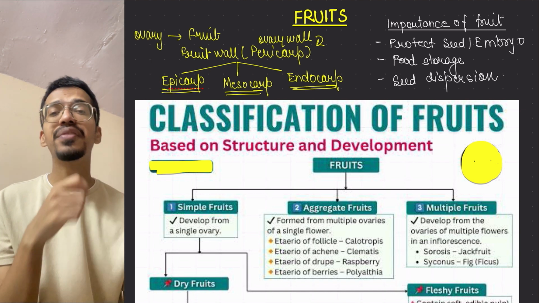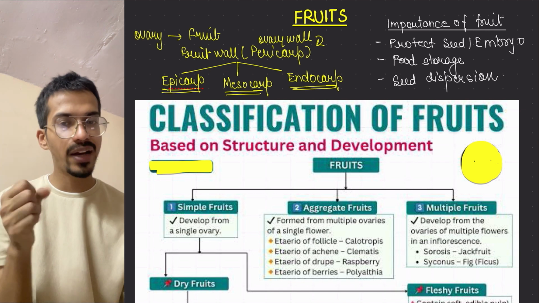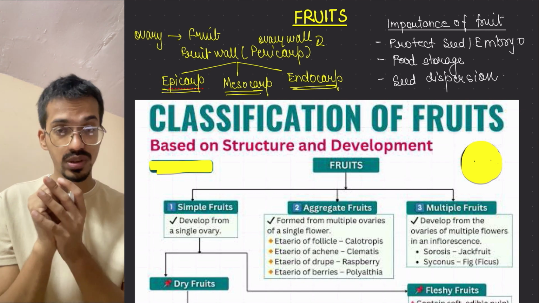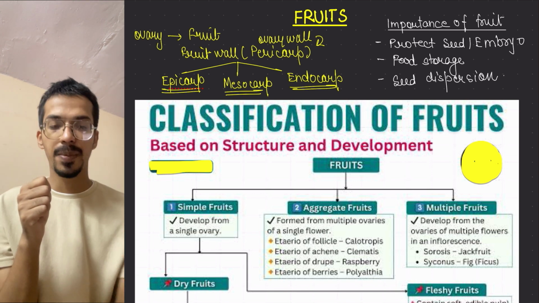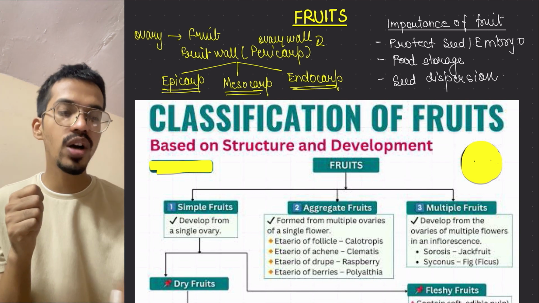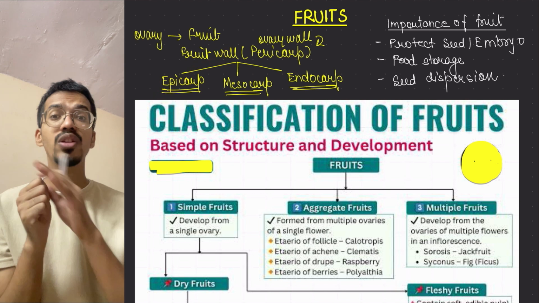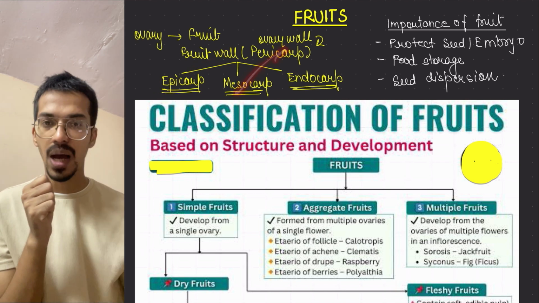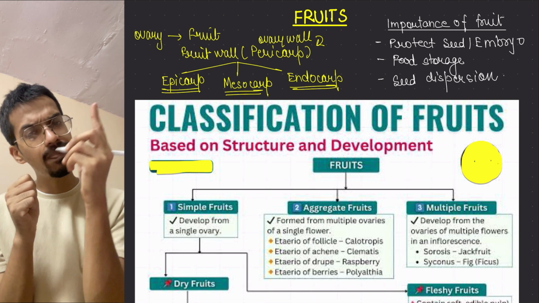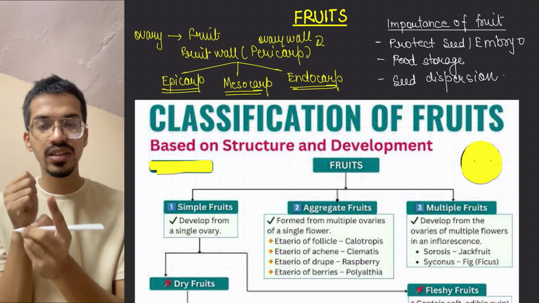Now that fruit is mango. If you see the mango, the outer covering that you see, that is the skin, right? That is the epicarp. Now the pulpy part which we eat, that is called the mesocarp.